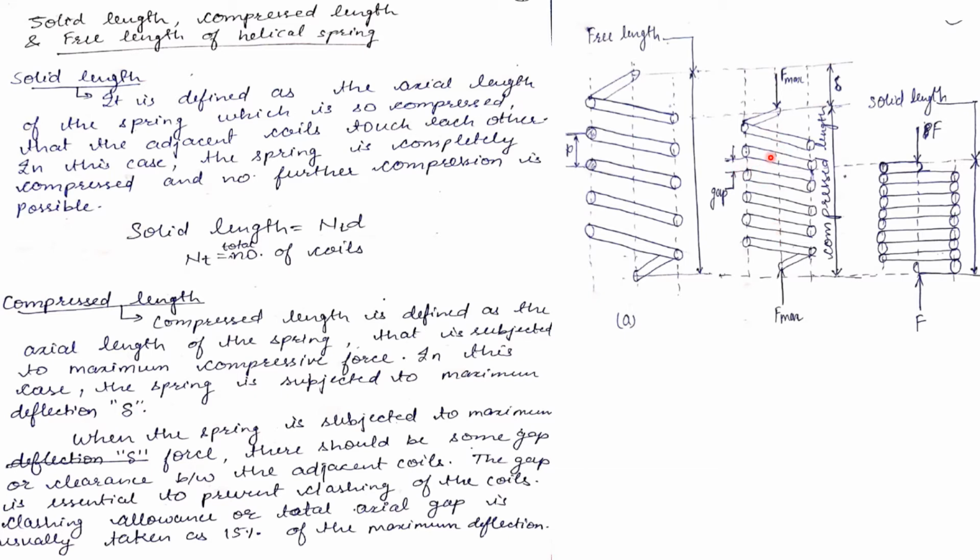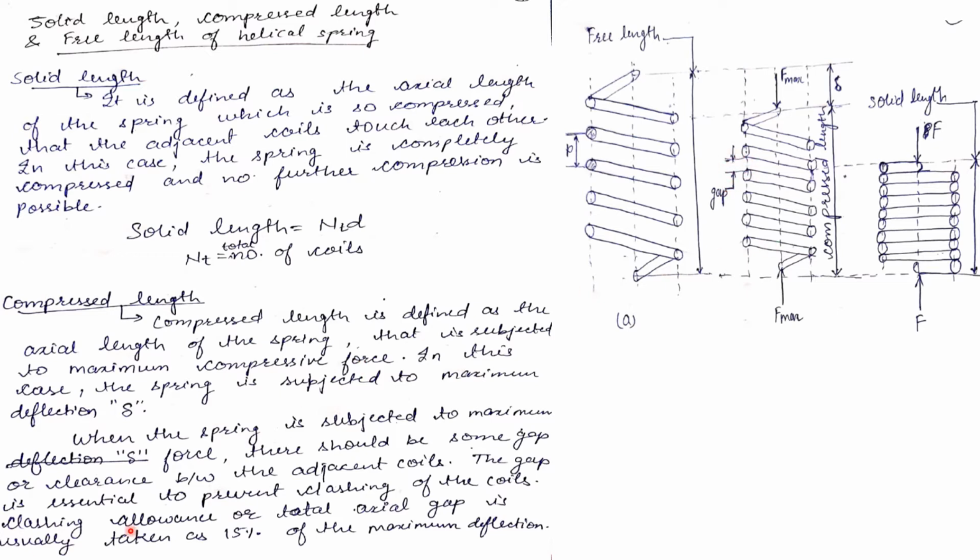There should be a gap. This is the practical spring which is used in different types of applications. There should be some gap between the adjacent coils. Why should there be some gap? If there is no gap between the coils, the coils will collapse and clash with each other, then the material will be damaged. For preventing the clashing between the coils, we have to maintain some gap. We have to give some allowance.